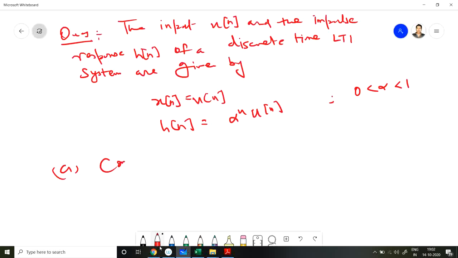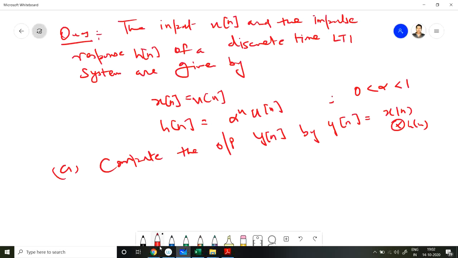First part is to compute the output y[n], where y[n] is equal to x[n] convolution with h[n].